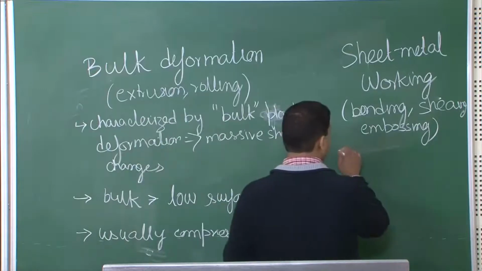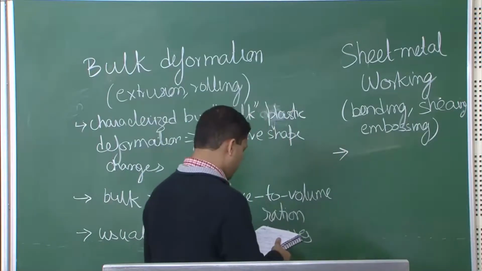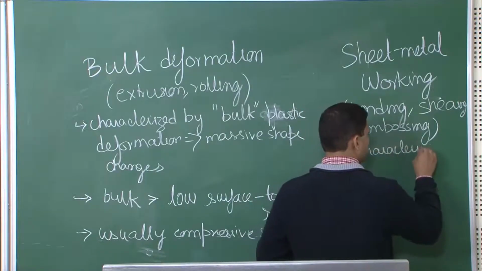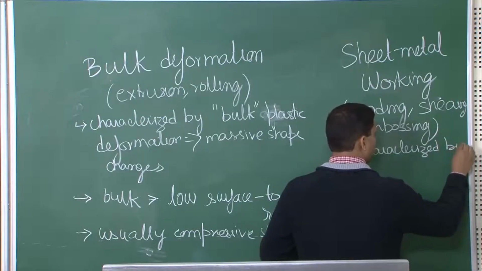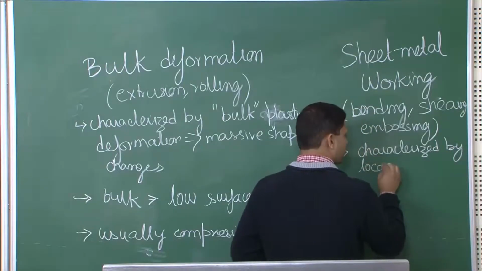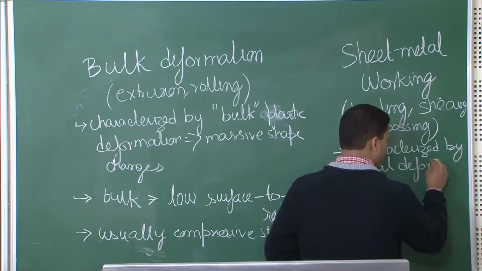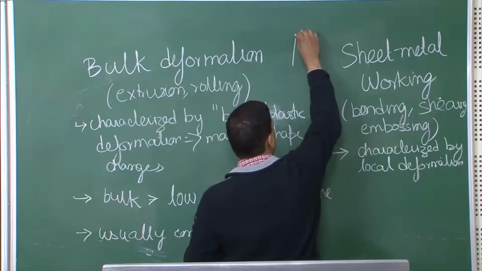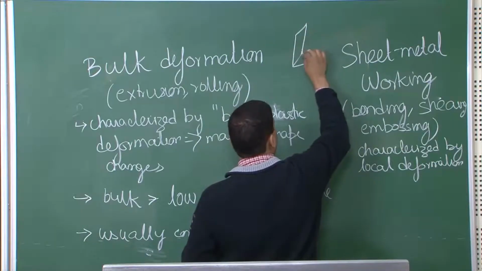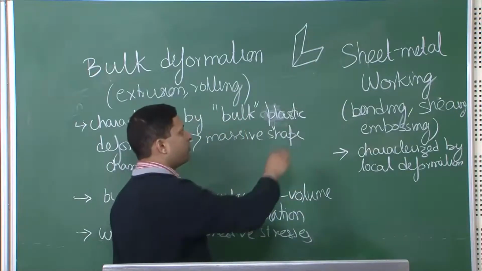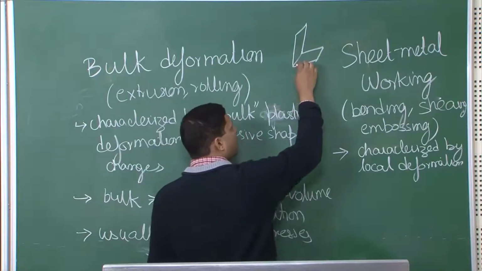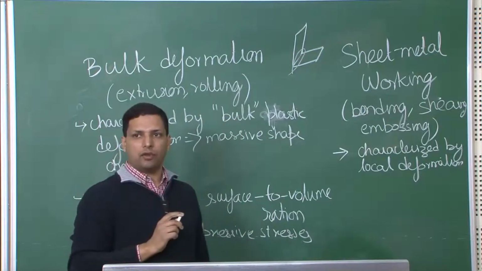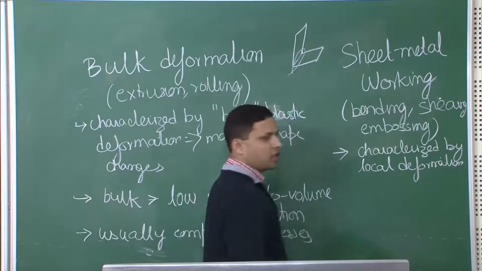Now on the other hand, when we talk about sheet metal working, this is characterized by local deformation. So if you look at a bending operation, what you would see is a sheet metal like this, it has been bent from a flat shape into this. So where is the deformation taking place? It is taking place only in this region. So it is a very localized deformation that we are talking about, and therefore it is characterized by local deformation.